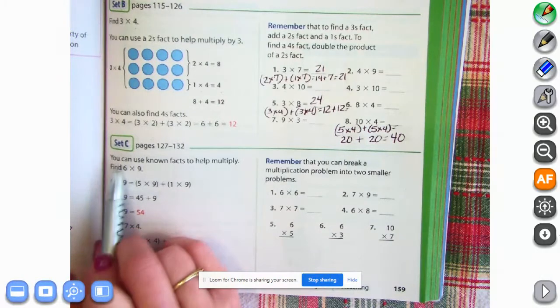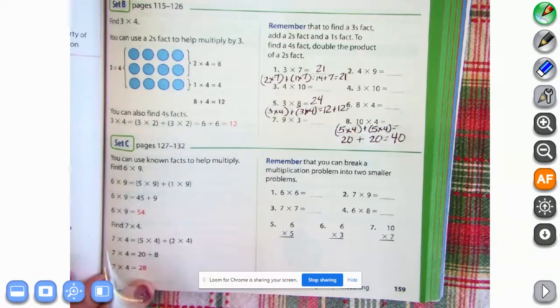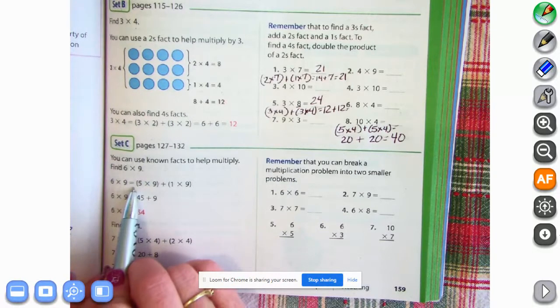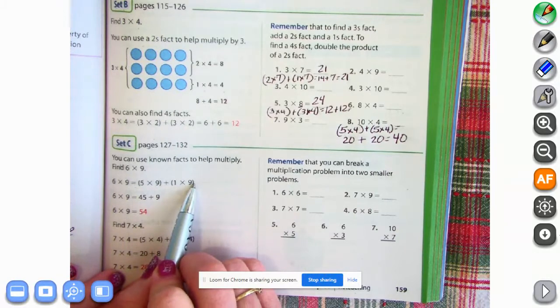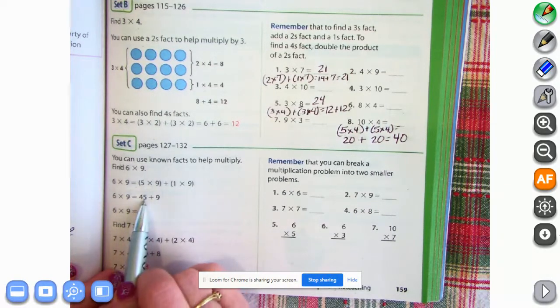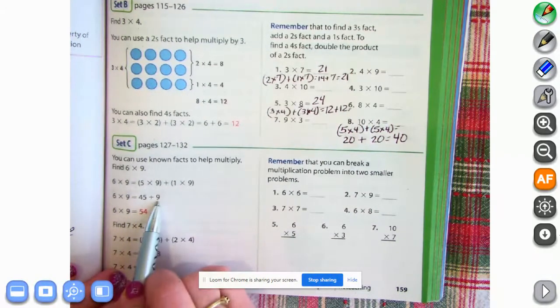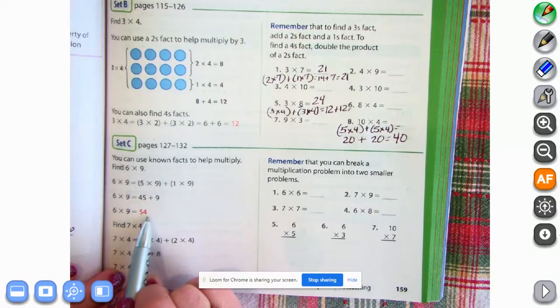Set C. You can use known facts to help multiply. Find 6 times 9. 6 times 9 can be broken into a 5 times 9 plus a 1 times 9. 5 times 9 makes 45. 1 times 9 makes 9. 45 plus 9 will be 54.